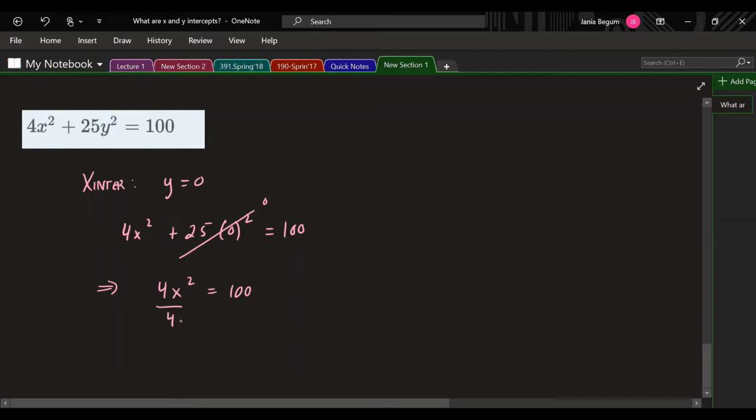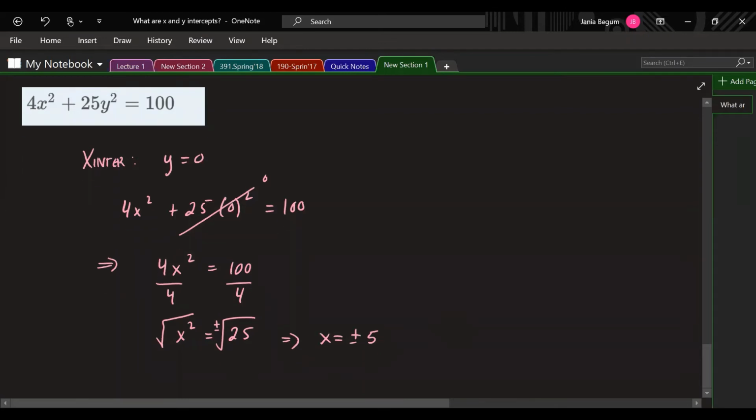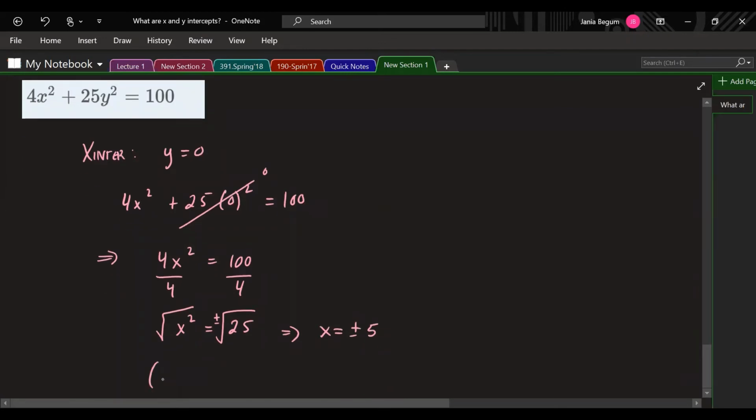And then we're going to divide by 4 because we want to solve for x. So we will have x squared is equal to 100 over 4, which is 25. And now to solve for x, we're going to take the square root on both sides. Again, you have to remember, every time you take a square root, you have to put plus and minus. So hence we have x is equal to plus and minus 5. So the x-intercepts for this problem would be plus 5, comma 0, and negative 5, comma 0. So these are the x-intercepts.